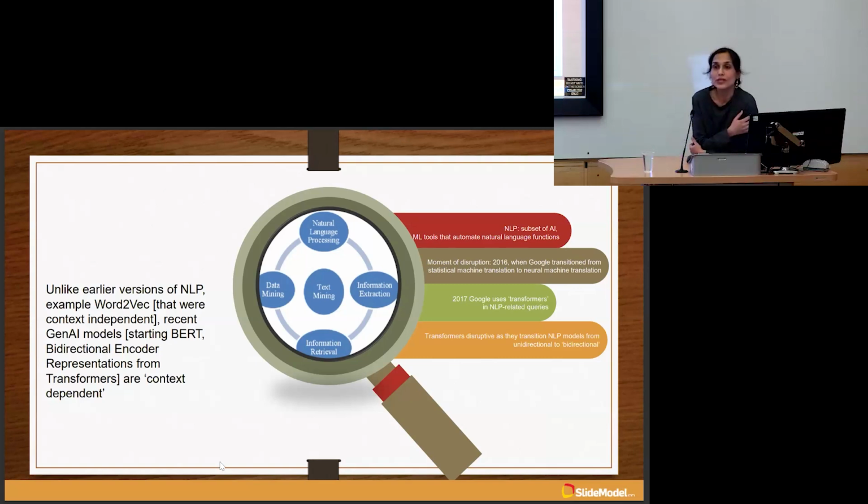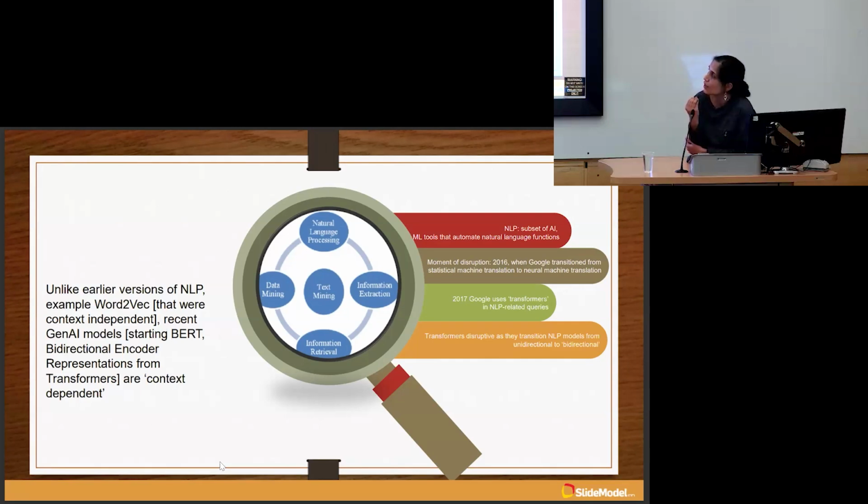So what is generative AI? The technical aspects thereof. Now, when I talk about GenAI, I'm basically talking about machine learning, which is a subdomain of artificial intelligence, which is a much bigger field. And what we do in GenAI is we basically learn by doing, as human beings do. Machine learning uses tools that automate natural language processing functions, what is called NLP based. And now, what was that moment of disruption? That is very important to understand, because NLP has also been there for a very, very long time.